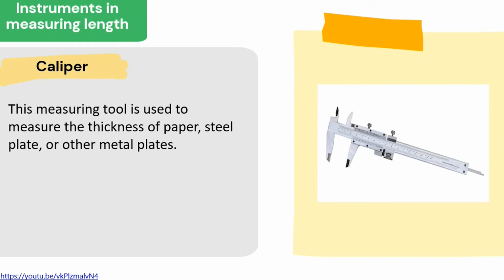Next one. So, the next one is caliper. Measuring tools for length include rulers, tape measures, and micrometers, screw gauge, but the tool that is the most precise is this Vernier caliper. And this measuring tool is used to measure the thickness of paper, steel plate, or other metal plates. To understand how it works, I prepared a video from YouTube so we can fully understand the caliper.